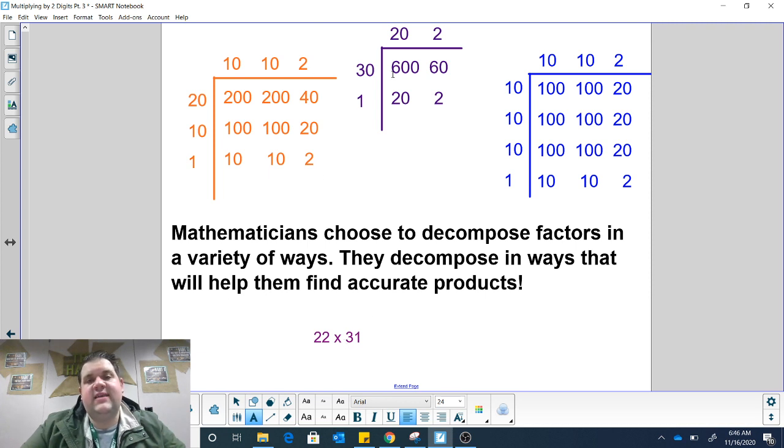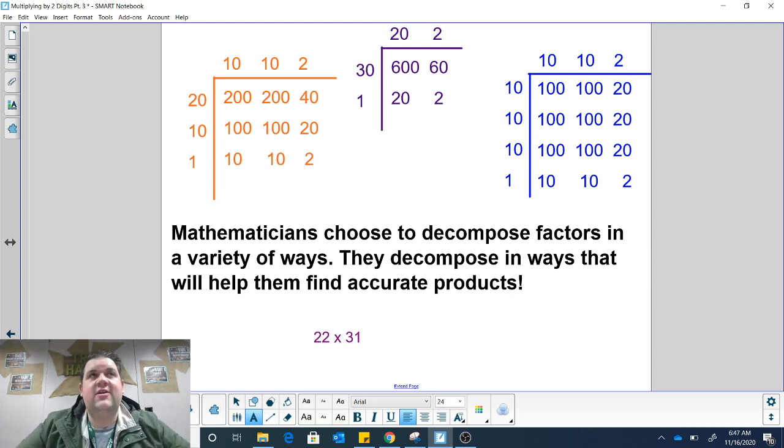So all of these arrays represent 22 times 31. But in each of these cases, the mathematician decided to decompose the numbers differently. And that is okay for you to do as a mathematician. As long as you've got all parts of each factor and you're multiplying all parts by all of the other parts of the factor, you can decompose these numbers in any way that you find fit. And that is going to lead us into our conversation today, which is all about organization of arrays.